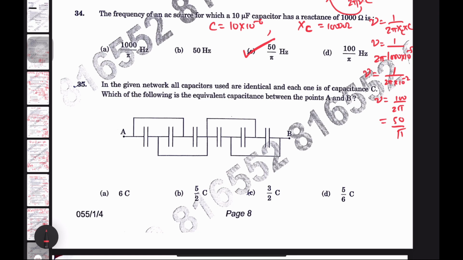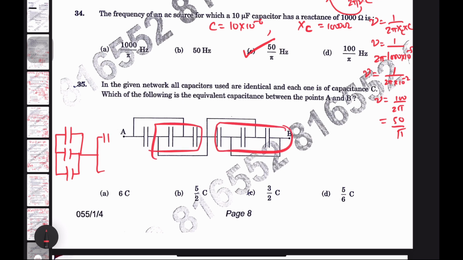Now, when it comes to the 35th question, it may seem complex, but if we solve this circuit, we will find that these three capacitors, first capacitor, second capacitor, and third capacitor, are in parallel. Then we have another parallel combination of three capacitors. These three are in parallel, then these three are in parallel, but these combinations are in series.